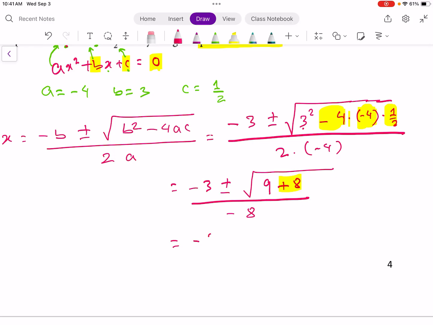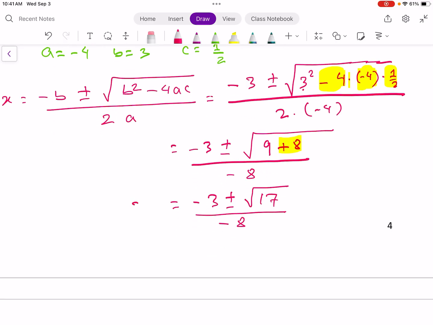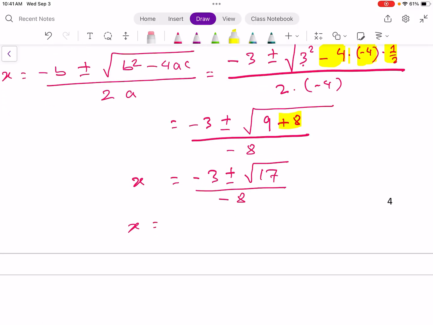Now we have negative 3 as it is, plus or minus the square root of 9 plus 8, which is 17, divided by negative 8. We do not have a whole number for the square root of 17, so you can keep this as it is. Now let's write down two solutions. To write down two solutions, you take positive first. Everything remains the same, so negative 3 as it is. Instead of this plus or minus, you take positive first. Then root 17 as it is, divided by negative 8. This is our first solution.